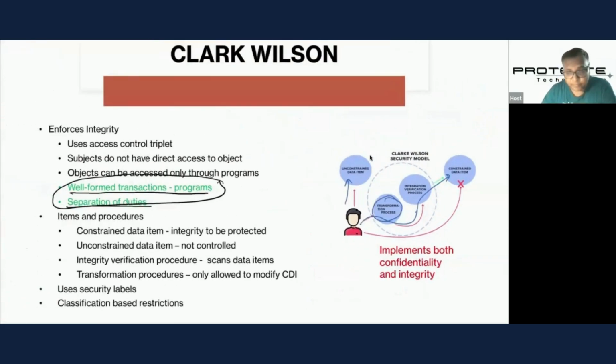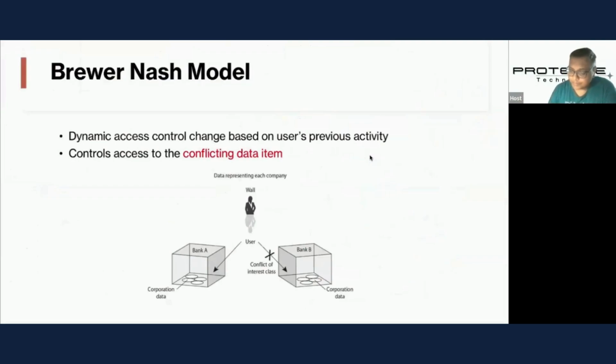Such kind of well-formed transaction, such kind of a process or modeling is called Clark-Wilson model. So remember, a constrained data item, an unconstrained data item, and the subject, how it is trying to access the unconstrained or constrained data item. That's called a Clark-Wilson model.